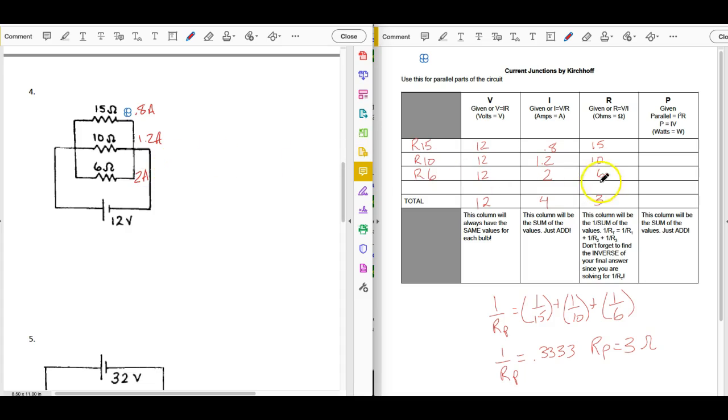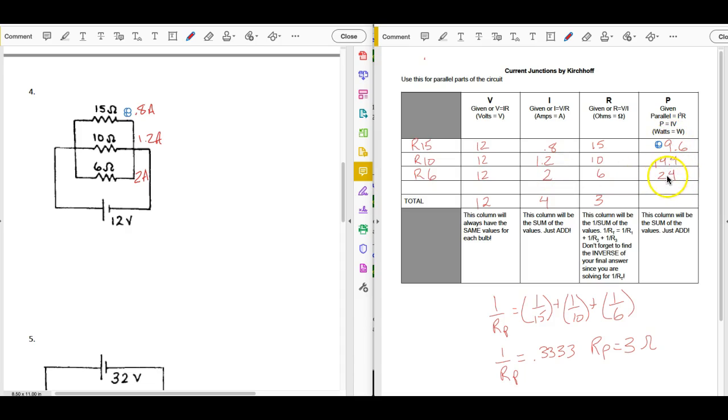The power for each one, if you only have the current and the resistance, you can solve. So I can take 0.8 squared times 15, or I can just use IV again. So I can take my voltage times my current. So let's go ahead and find out what the power is in each one of the resistors. So I now have those values for power. I have 9.6 watts, that's 12 times 0.8, or 0.8 squared times 15. I have 12 times 1.2 is 14.4 watts, and then 12 times 2 is 24.